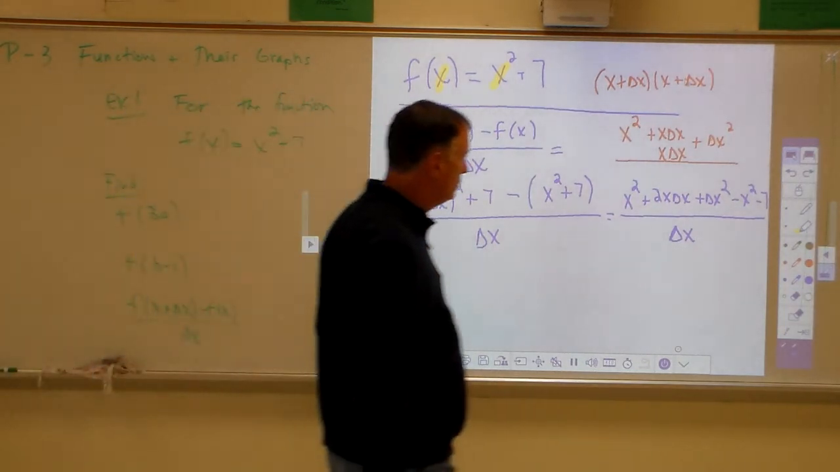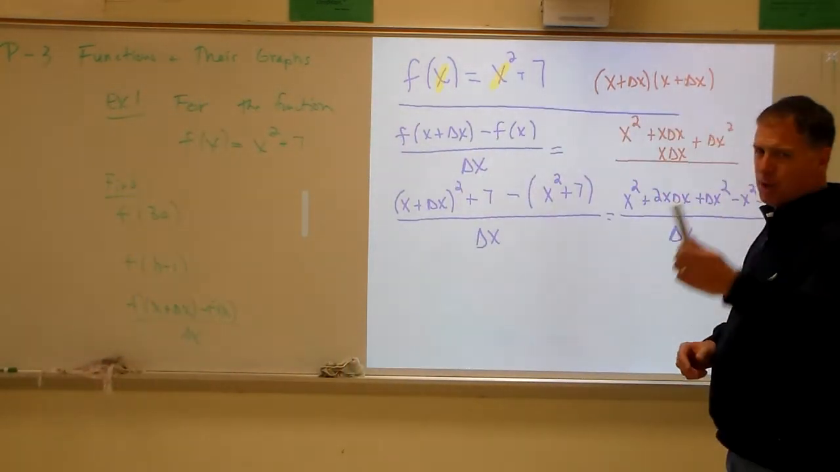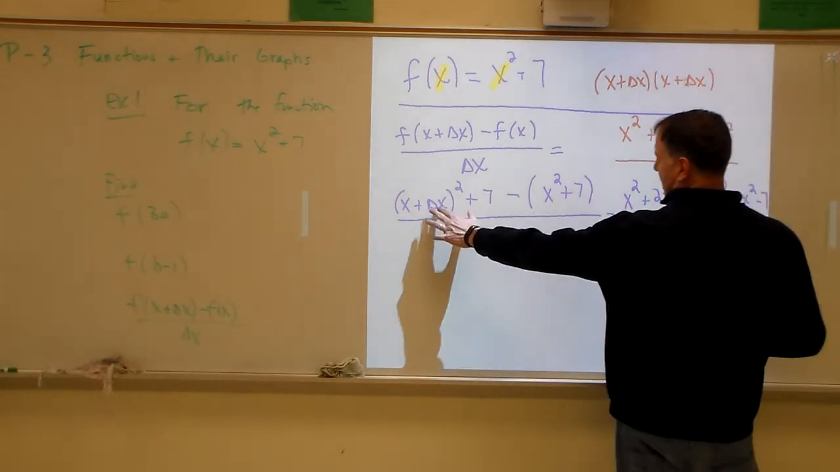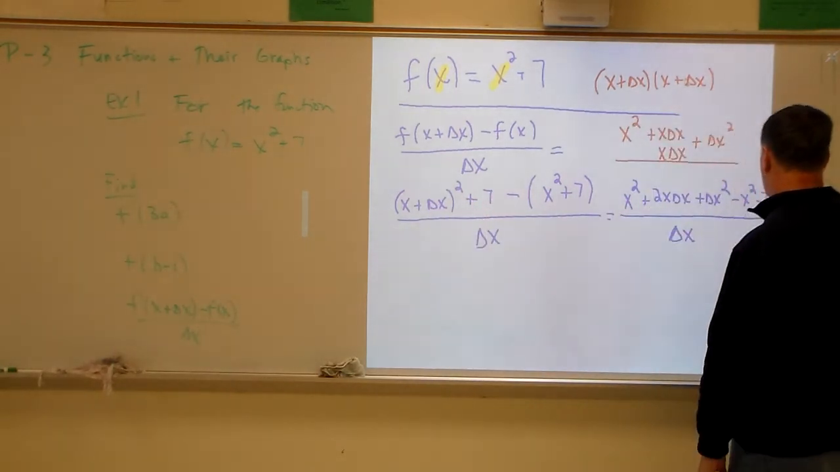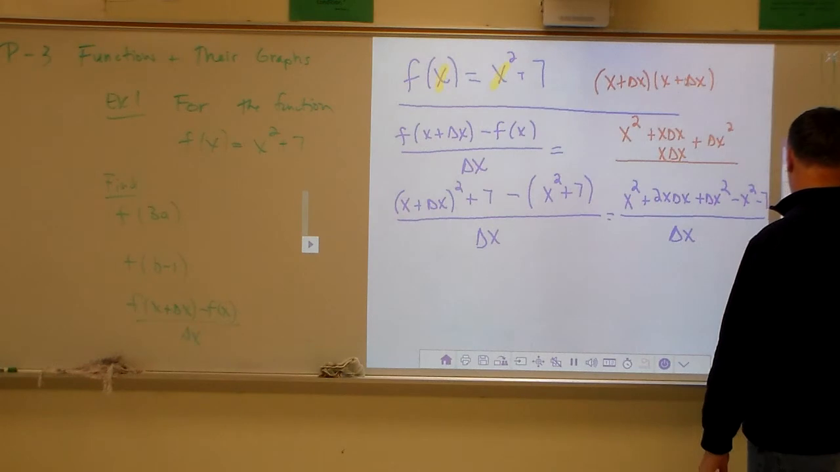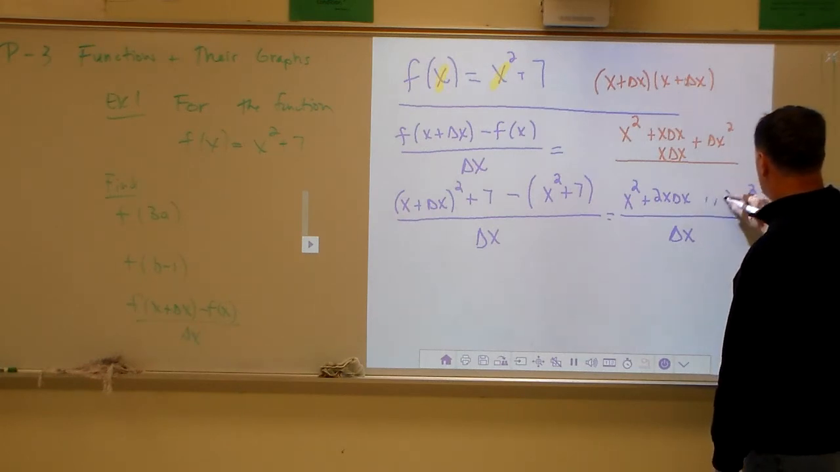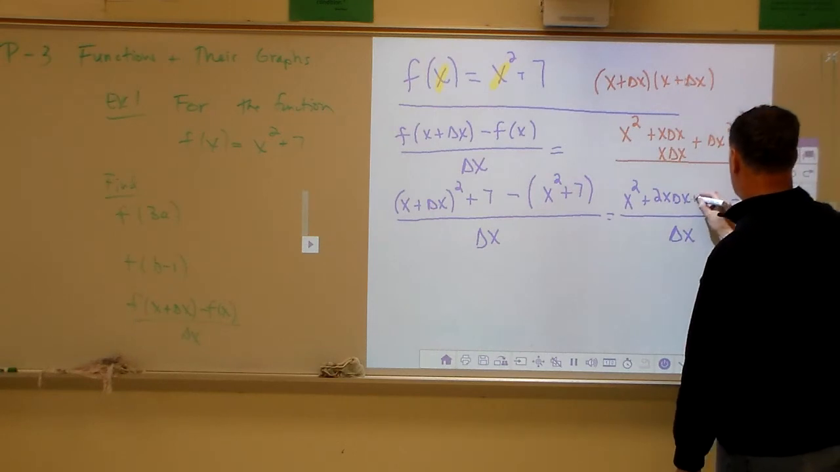Let's look. I forgot to write something down. Maybe you guys caught it. I did the x plus delta x squared, but I forgot to put the plus 7. So I'm going to add that right here. Let me modify this a little bit. My mistake. I hope you guys caught that. Good for you. I make mistakes all the time.